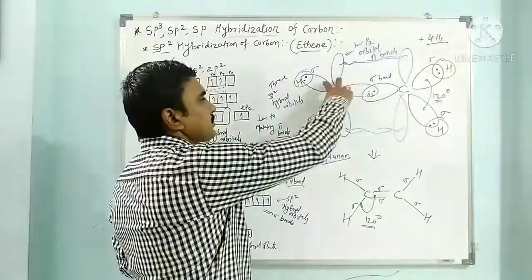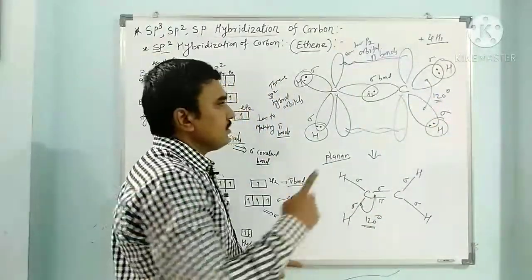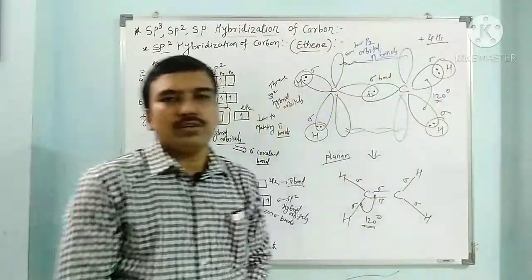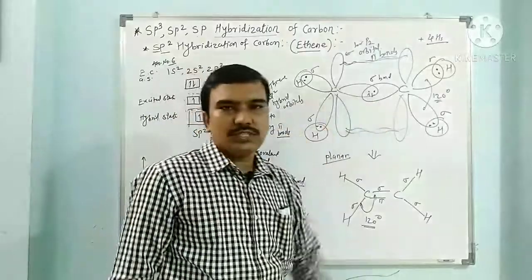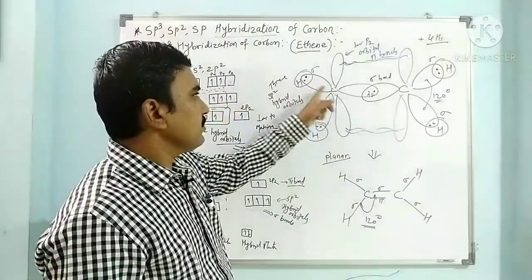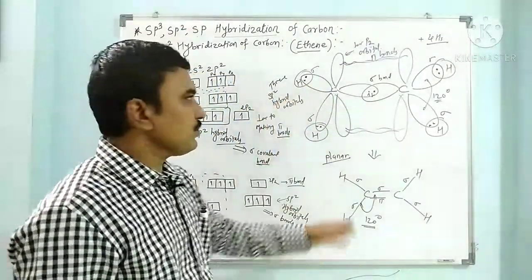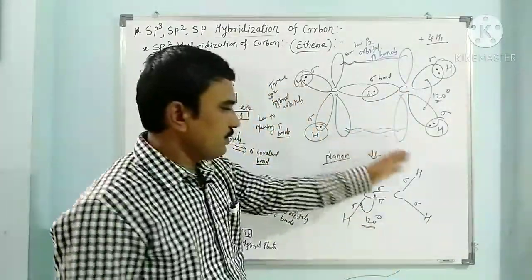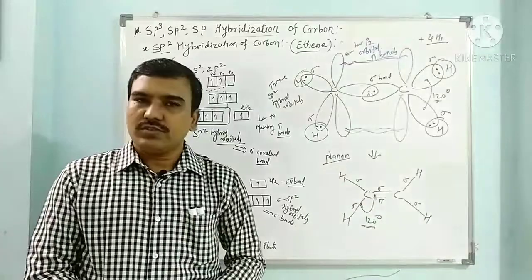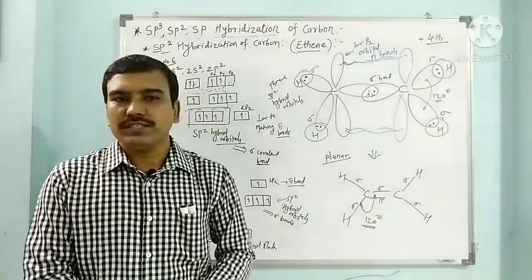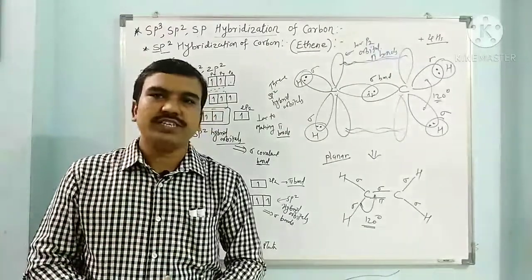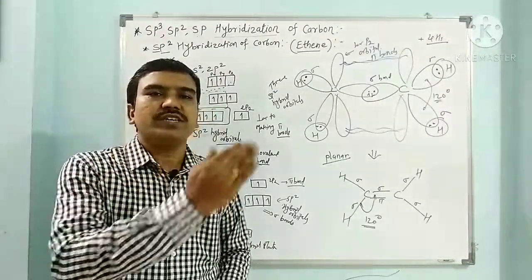So the 3 sp2 hybrid orbitals of one carbon overlap with different atoms and give the ethylene molecule. Between the two carbons one sigma bond forms, between this carbon and two hydrogens 2 sigma bonds form, and this carbon and 2 hydrogens form 2 new sigma bonds. In this way the ethylene molecule is formed due to sp2 hybridization, with trigonal planar geometry and a bond angle of 120 degrees.